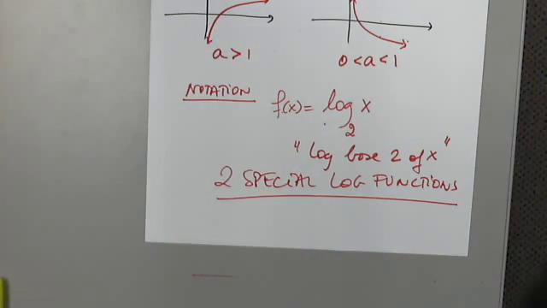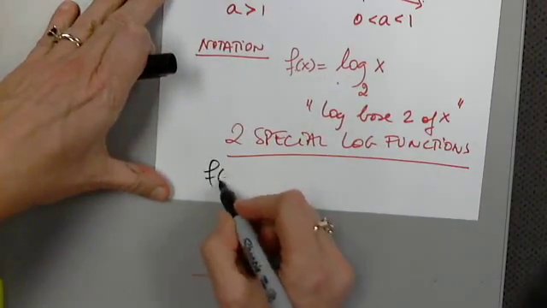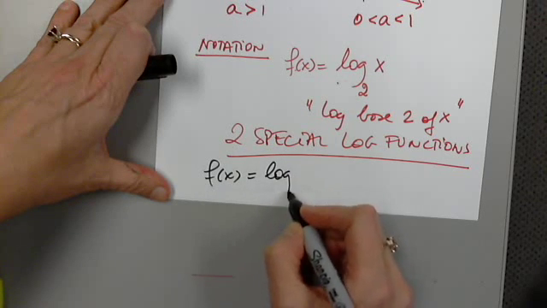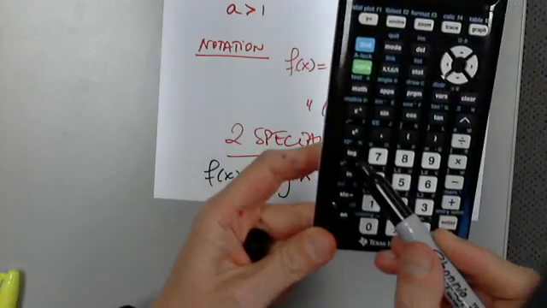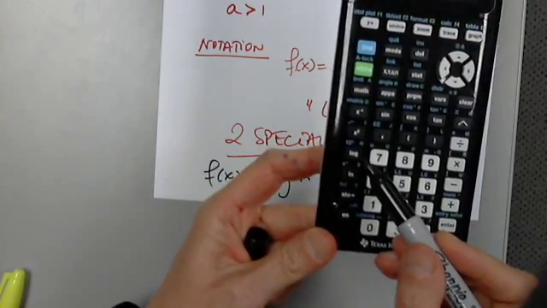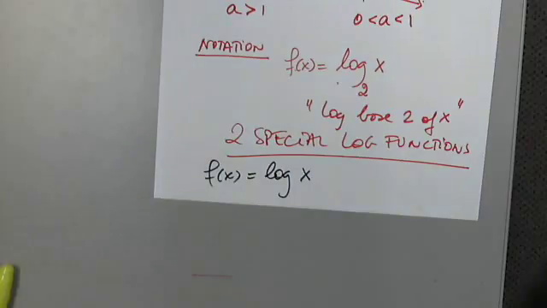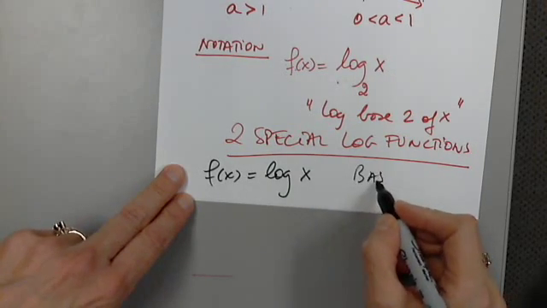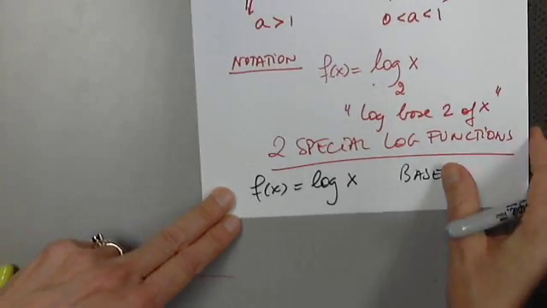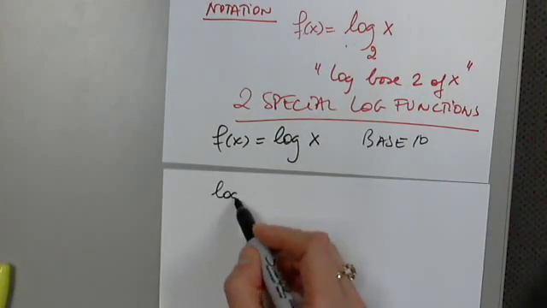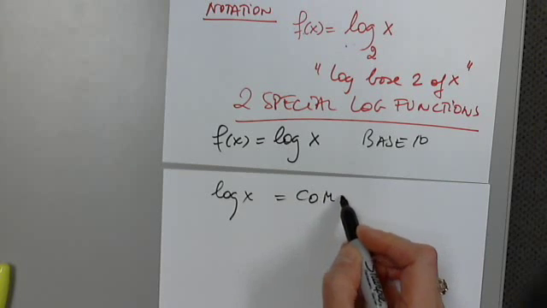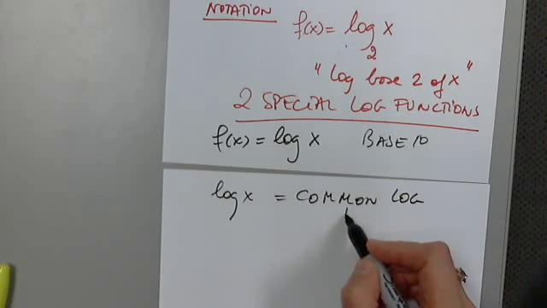So the two special functions are f of x equals log x. And you can say, I don't see the base. By convention, log has no base, which means base 10. So this is base 10, and this is called the common log function. So log x is the common log function.